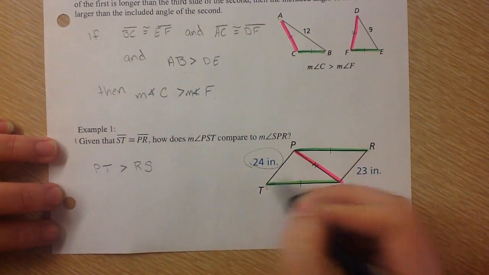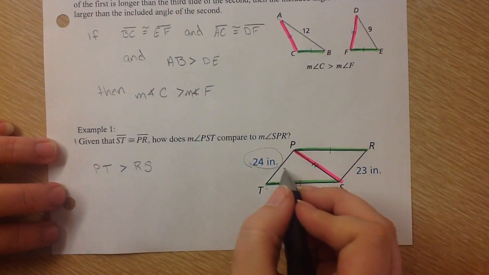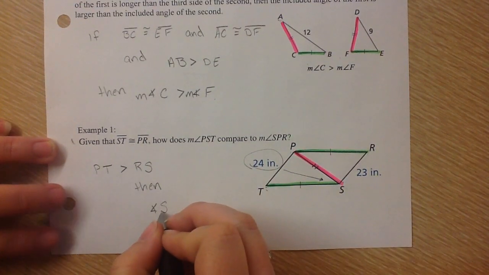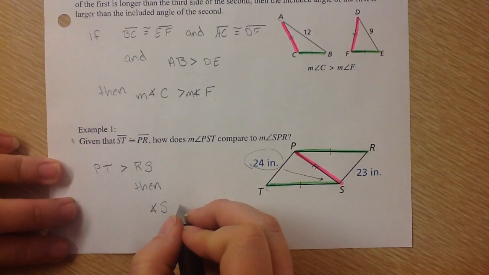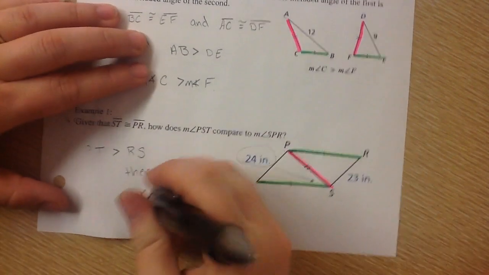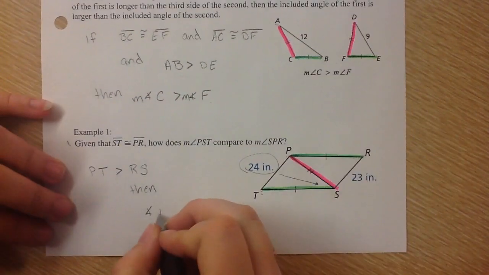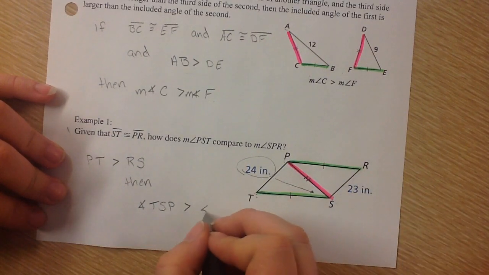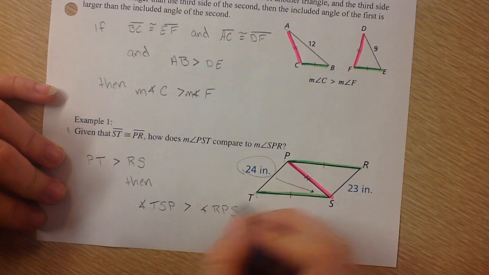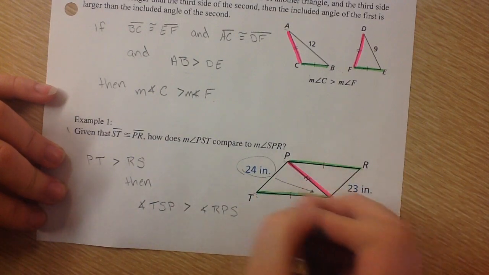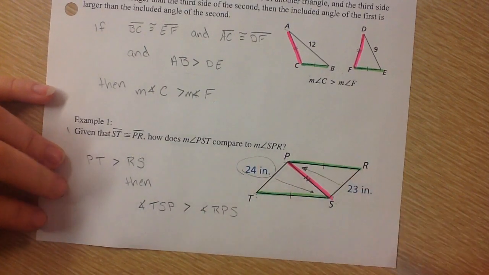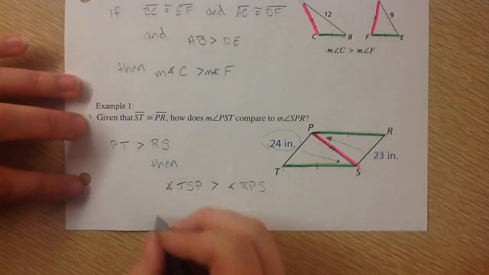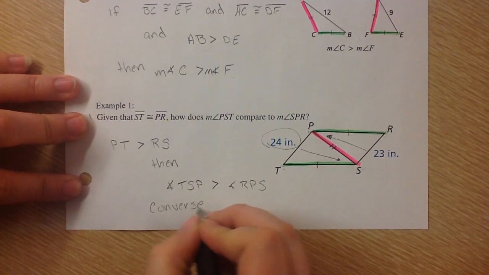If side PT is bigger than RS, that tells me this opposite angle, angle S, is bigger. Well, I can't just call it S. We should probably call it angle TSP. TSP is going to be larger than angle RPS. So this angle here is going to be bigger than this angle over here. Since we went from sides to angles, that tells me it's the converse of the hinge theorem.